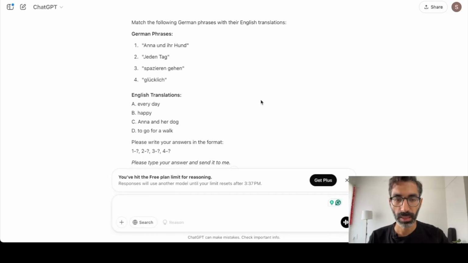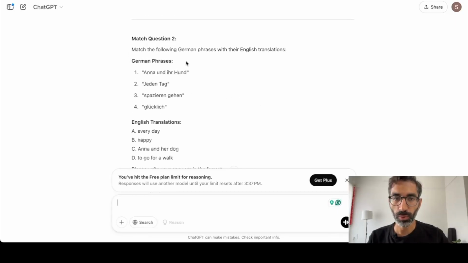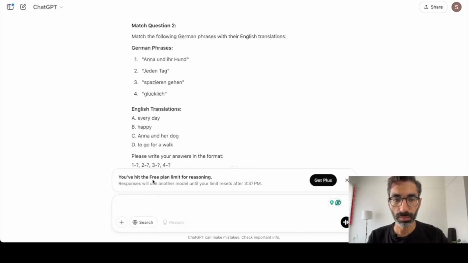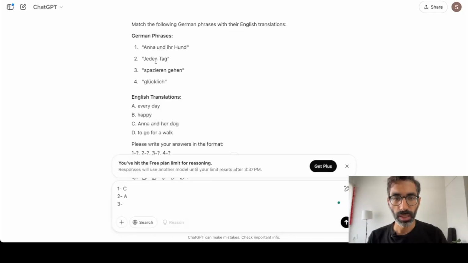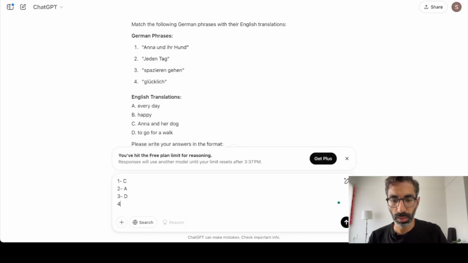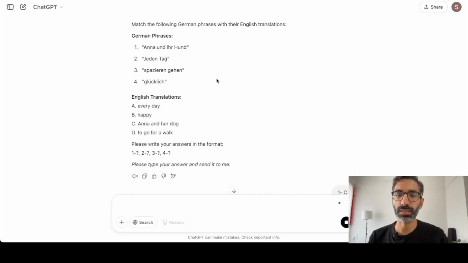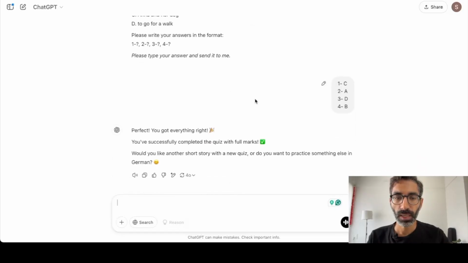That's absolutely correct. There is one more match the following question. Let's see if I can do this as well. Anna und ihr Hund. Okay, which means Anna and her dog. This is an easy one. Jeden Tag is every day, I think. Spazieren gehen, to go for a walk. Okay. Glücklich, I know glücklich is happy, so let's see if this is correct. This is absolutely correct.